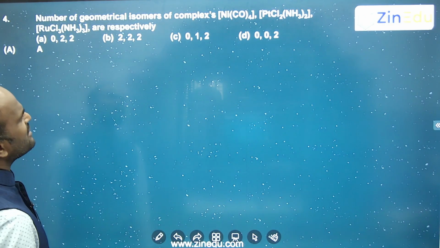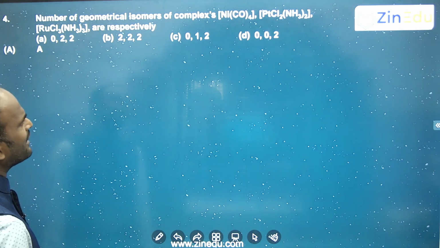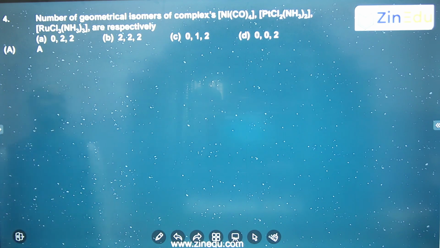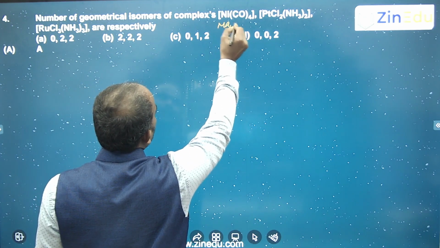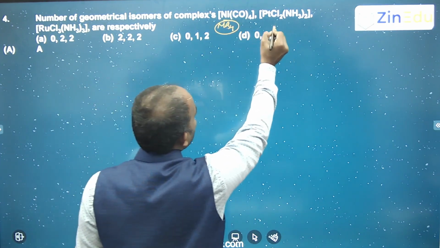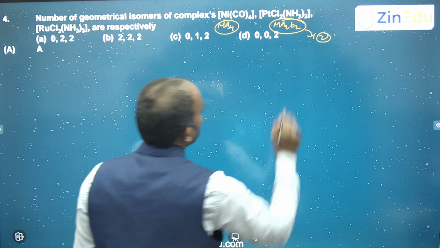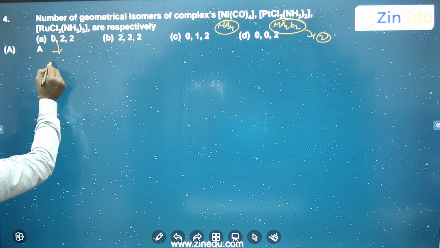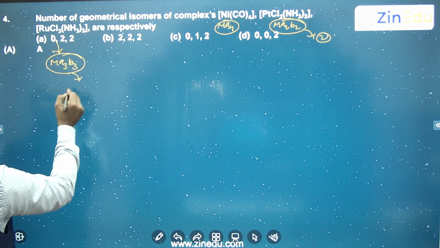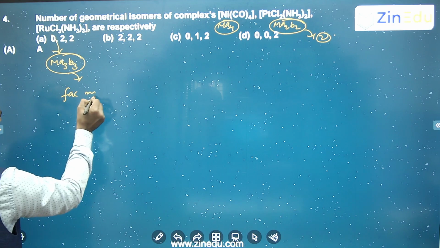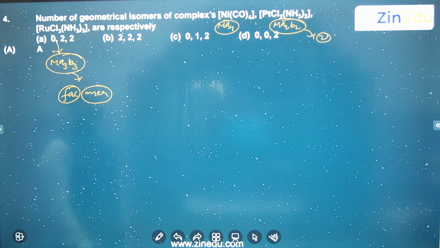Number of geometrical isomers of the complexes Ni(CO)4, Pt(Cl)2(NH3)2, and Ru(Cl)3(NH3)3 respectively. The first is Ma4 type, which has no geometrical isomers. The second is Ma2B2 type, which has 2 geometrical isomers. The third is Ma3B3 type, which has 2 geometrical isomers, the facial and meridional isomers. So the answer is 0, 2, 2.